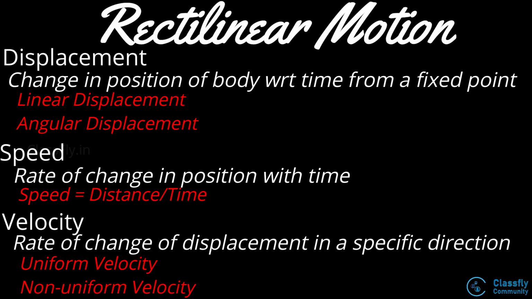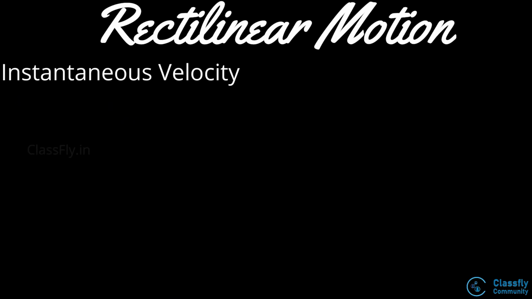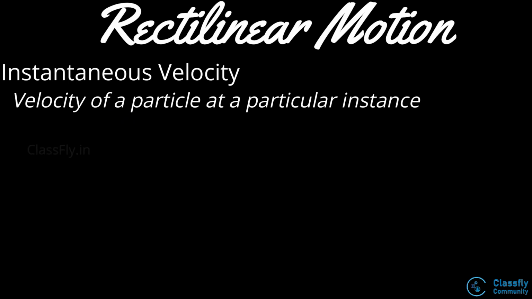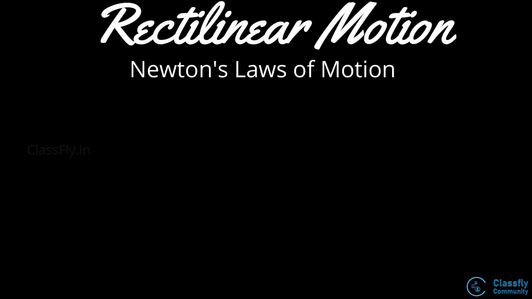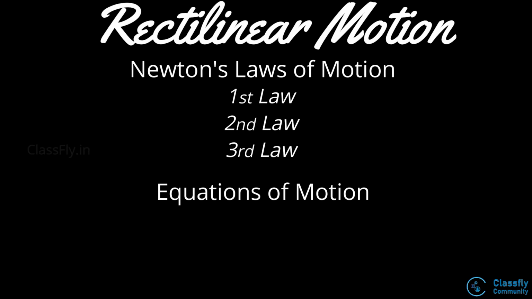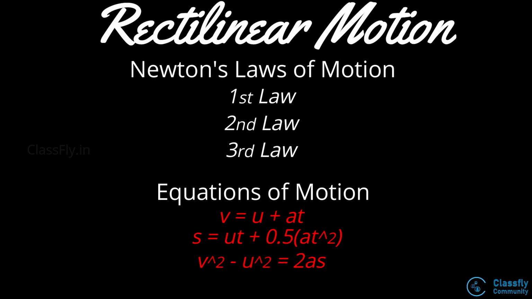uniform and non-uniform velocity; instantaneous velocity, which is the velocity of a particle at a particular instant, say v is equal to ds by dt; acceleration, which is the rate of change of velocity with respect to time, which can be given by change in velocity divided by time interval; uniform and variable acceleration. Then we studied about the different Newton's laws of motion and also derived the various equations of motion, that is v is equal to u plus at, s is equal to ut plus half at square, and v square minus u square is equal to 2as.